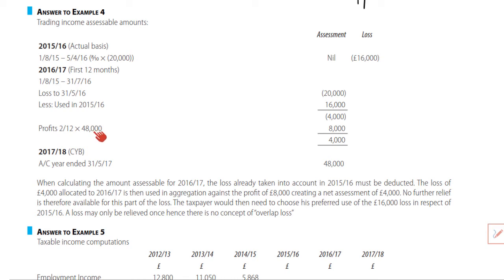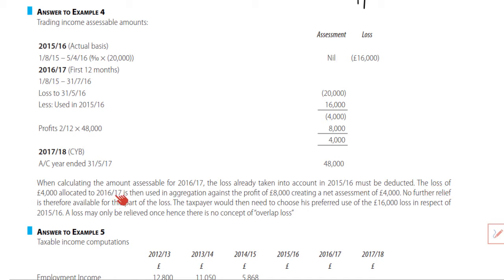But the other 2 months of the basis period is a profit period in which we have a profit of 8. Therefore, net against the loss, thus using the loss, creating a lower figure of assessment of 4,000. That then leaves CYB assessment of 48,000. When calculating the amount assessable for 1617, as we said, the loss taken into account in 1516 must be deducted.